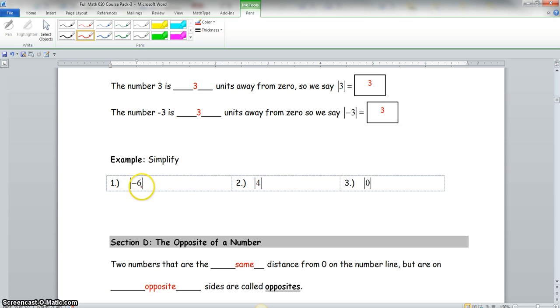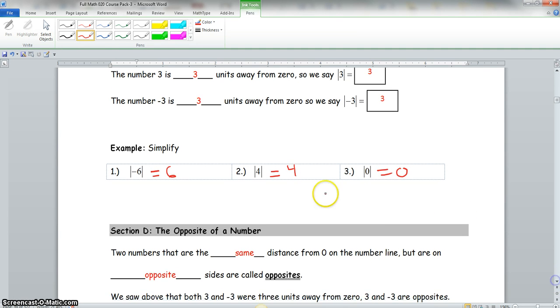So here we have the absolute value of -6. We know this equals 6. The absolute value of 4 is 4. And the absolute value of 0 is just 0. Now I want to add in one other absolute value here that's not shown here, and you can write this down as example 4. We could do the opposite of the absolute value of -6. Now we know the absolute value of -6 is 6, but we will bring its sign over as well.